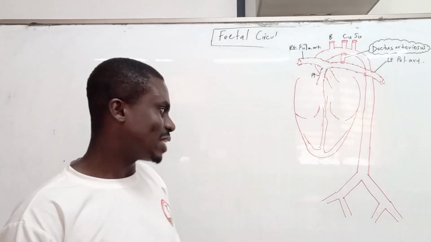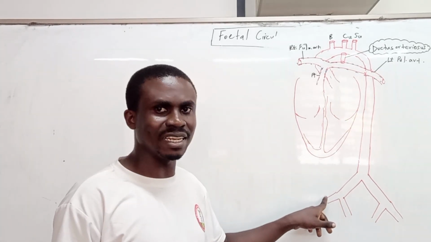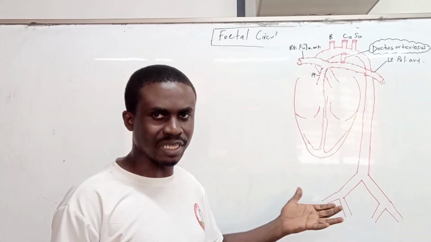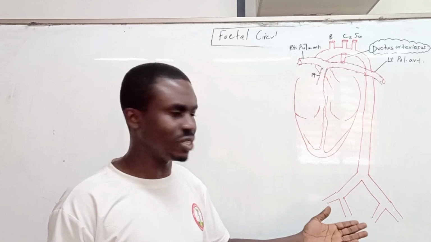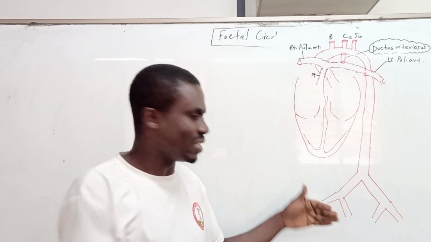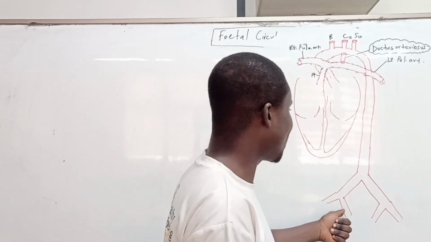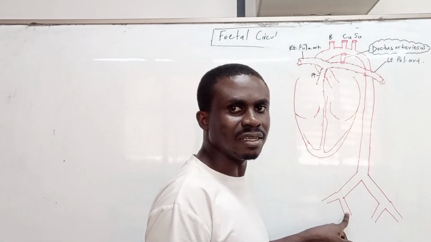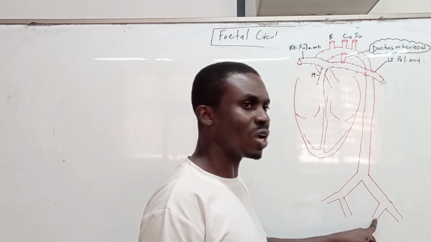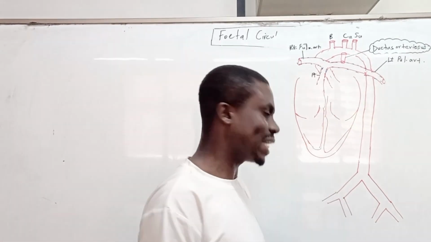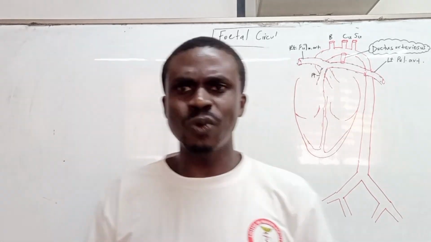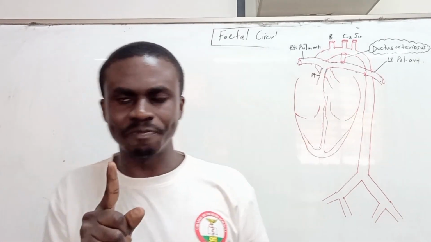One thing we know is that this one becomes your external iliac artery, which beyond the inguinal ligament we call the femoral artery. And this guy over here going inside becomes the internal iliac artery. So this one becomes your right internal iliac artery, and this one your left internal iliac artery. Now this is where I want you to become aware of an important thing.